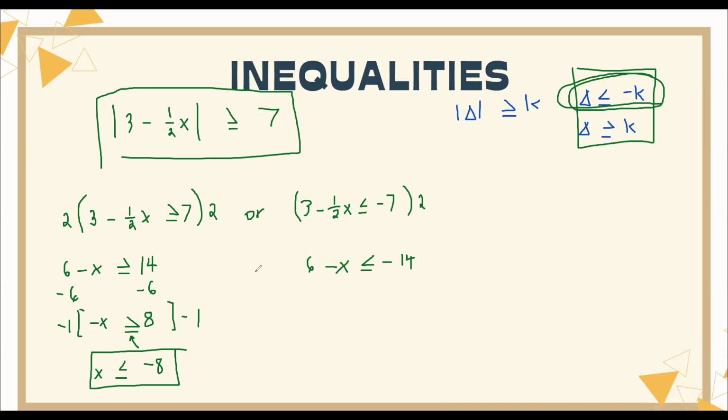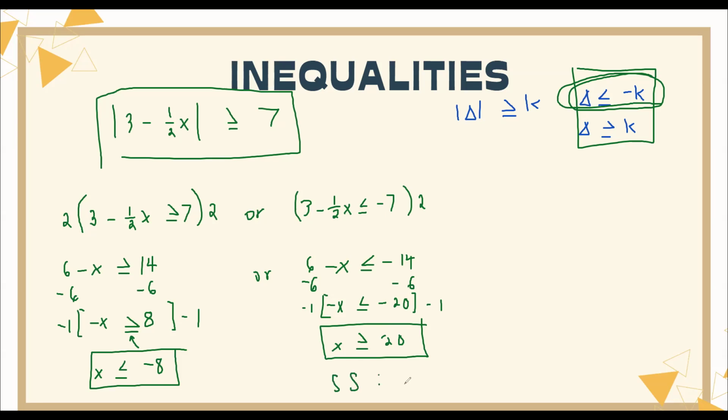And then going back to the other equation, we have 6 minus x is less than or equal to negative 14. Same thing, we need to subtract 6 from both sides, and get negative x is less than or equal to negative 20. Multiply both sides by negative 1. We get positive x, flip the sign, greater than or equal to positive 20. So these are your two values.